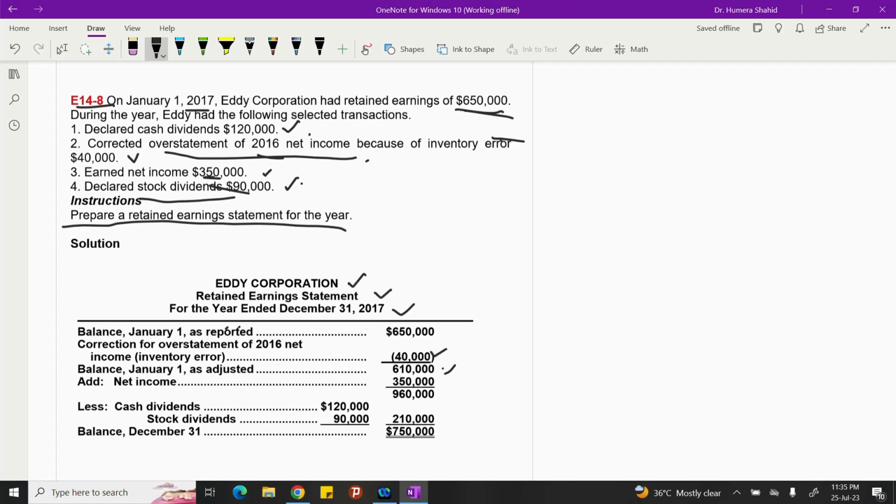It's given over here, right? And then less dividends, both dividends, cash dividend and stock dividend. Just drag it here under the cash dividend and stock dividend. Cash dividend was 120,000, stock dividend was 90,000. So together they are 210,000. So we are going to get the ending balance of 750,000.